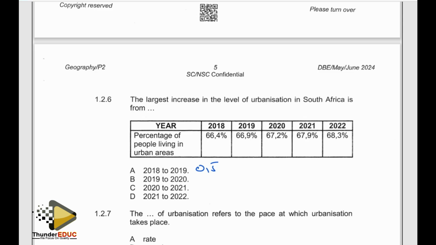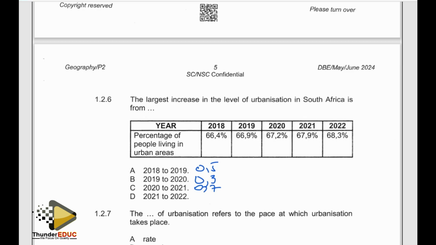Then we move on to 2019 to 2020. 2019 is 66.5, 2020 is 67.2. We also figure out the difference between the two, which gives us a difference of 0.3. If you had to say 67.2 minus 66.9, we get a difference of 0.3. Then we go on to the next item, 2020 to 2021. 2020 is 67.2, then 2021 is 67.9. If you check the difference there, it's 0.7.